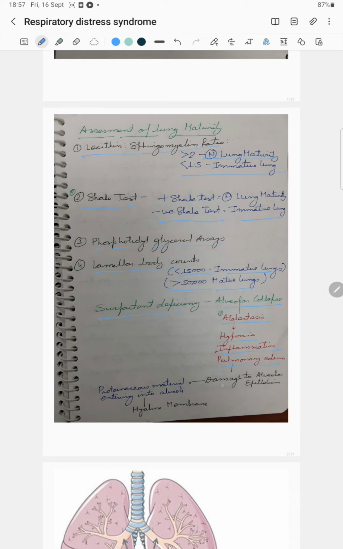Now what happens? There occurs damage to the alveolar epithelial cells. Normally, if there is hypoxia, there will be damage to the alveolar epithelial cells. If there is damage to the alveolar epithelial cells, then proteinaceous material will leak from these cells and enter into the alveoli. This proteinaceous material is known as hyaline membrane.